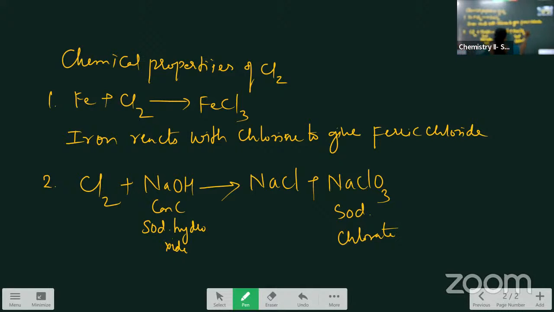What else will you get, students? You will get water. What is the concentration of NaOH here? It is concentrated sodium hydroxide. So when chlorine reacts with concentrated NaOH, it gives sodium chloride plus sodium chlorate. This is the important product, students. Please write this.